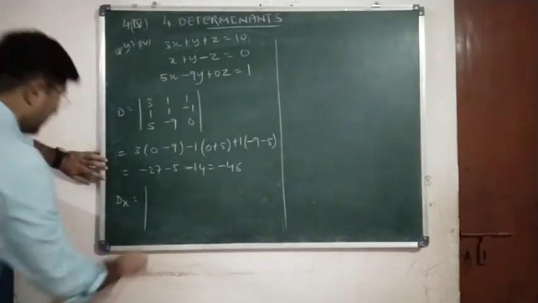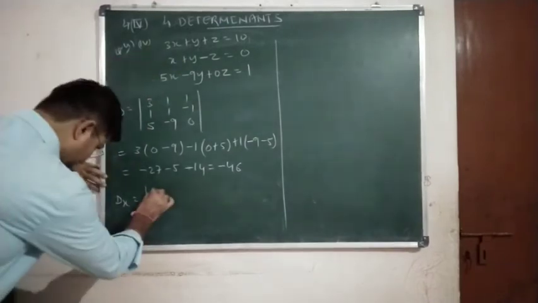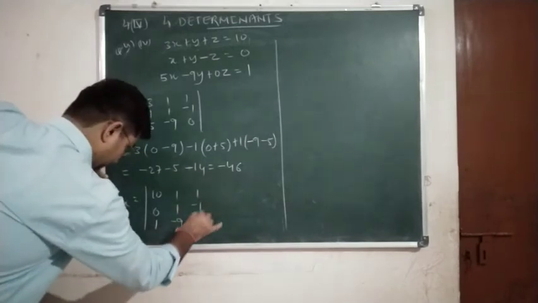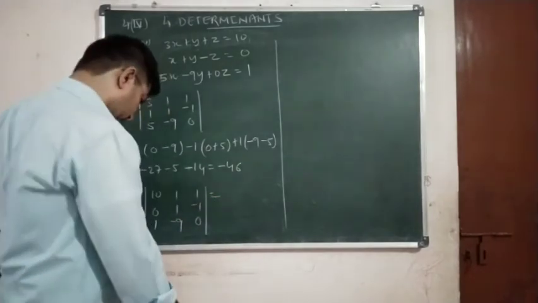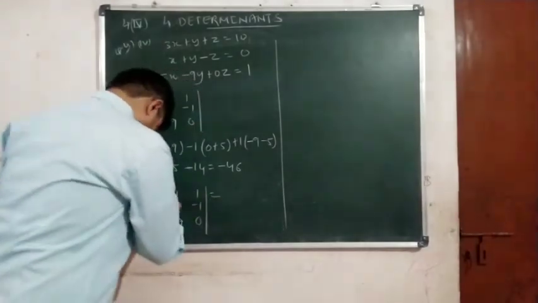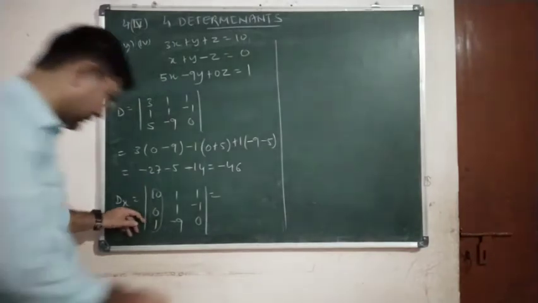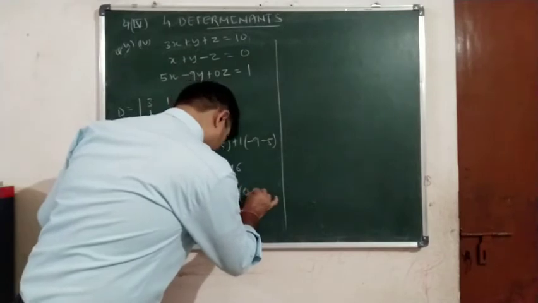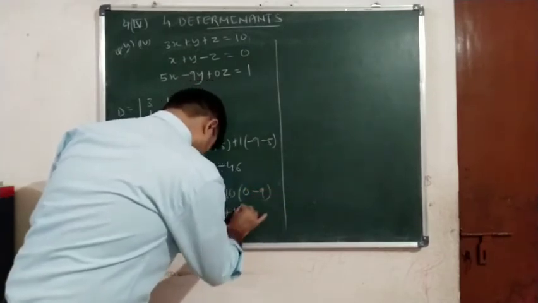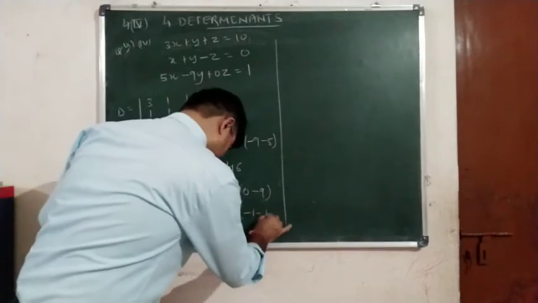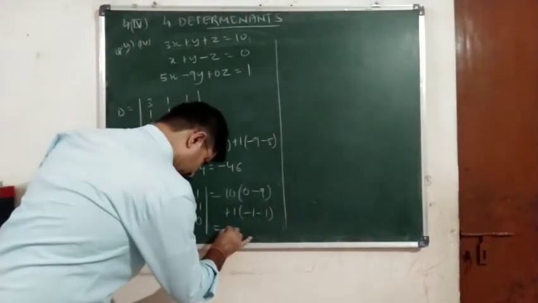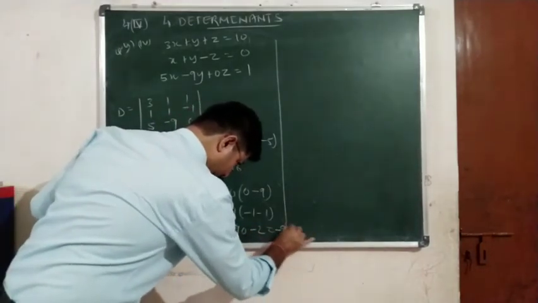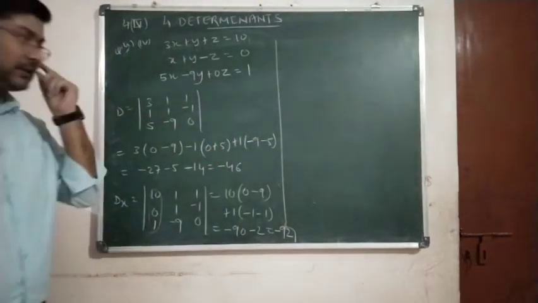Now we will find out dx. So the first column will be replaced by the constants 10, 0, 1; the other columns are 1, 1, minus 9 and 1, minus 9, 0, and let us expand along the first column. So here I am expanding along the first column as I have 1, 0. So 10 into 0 minus 9, plus 1 into minus 1, equals minus 90 minus 2, which is equal to minus 92. Yes or no? So the value of dx is minus 92.